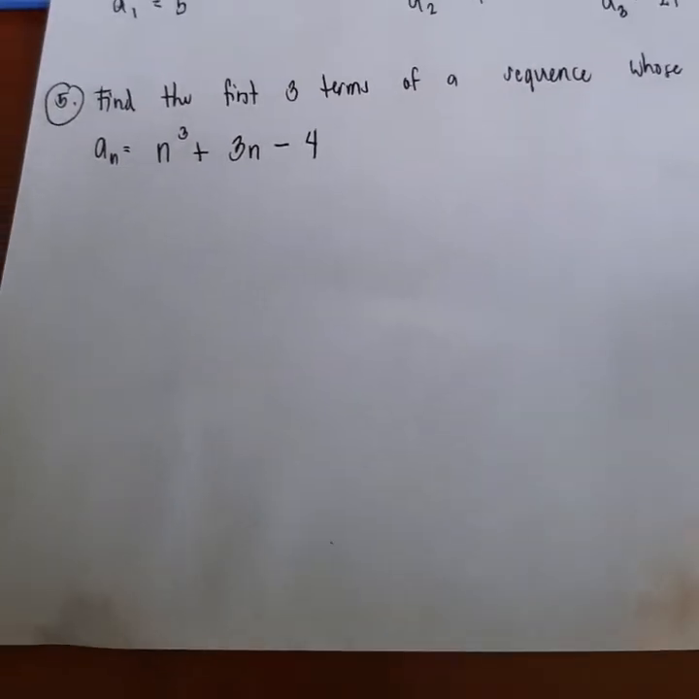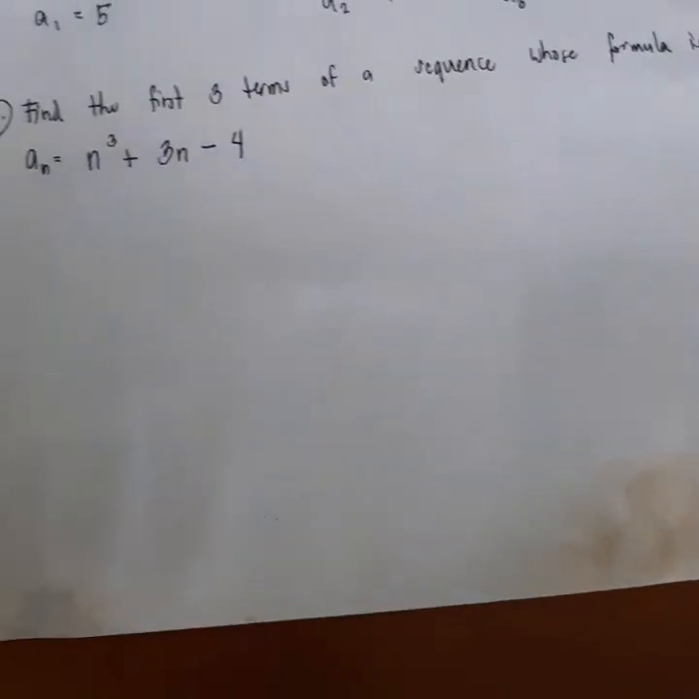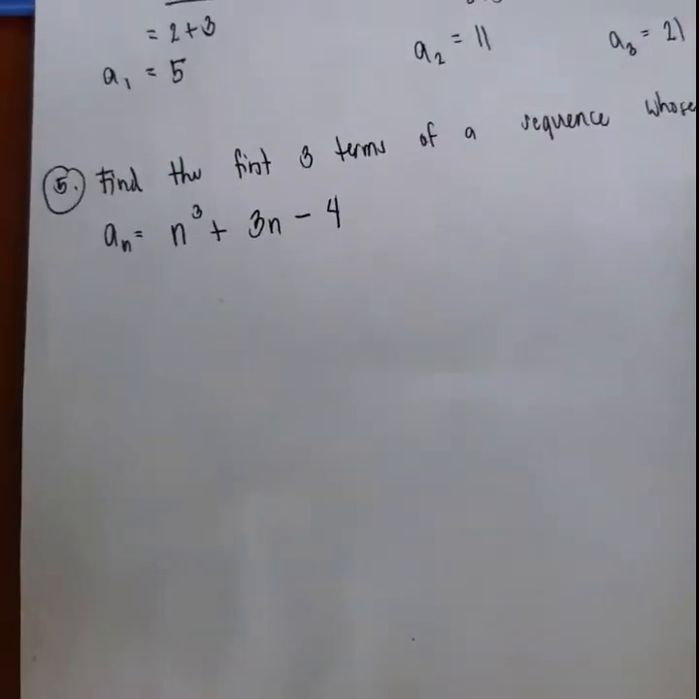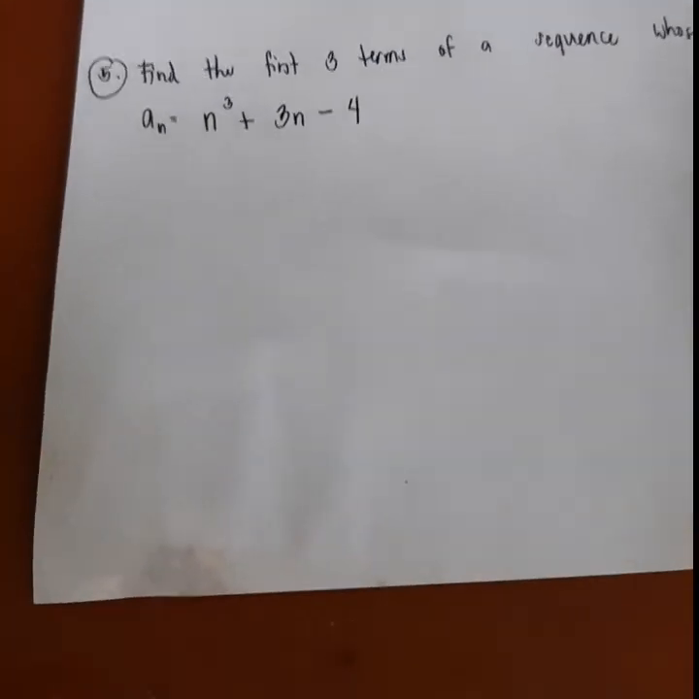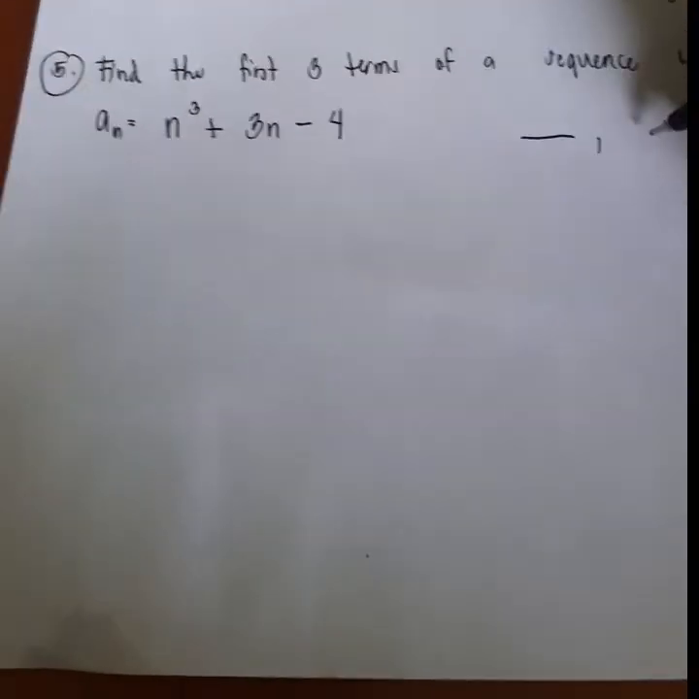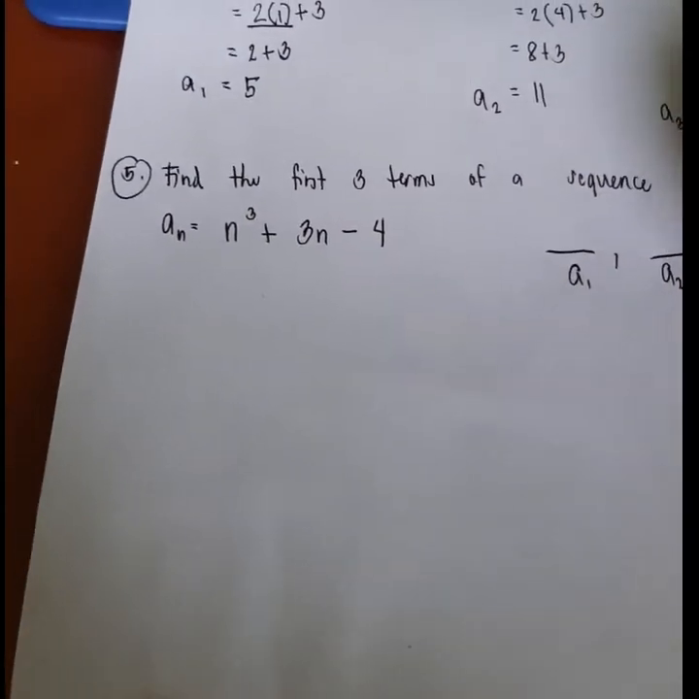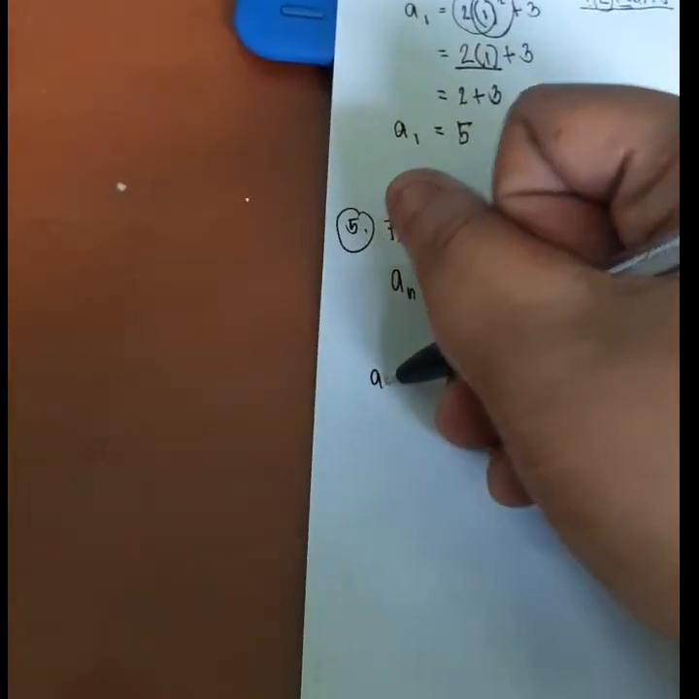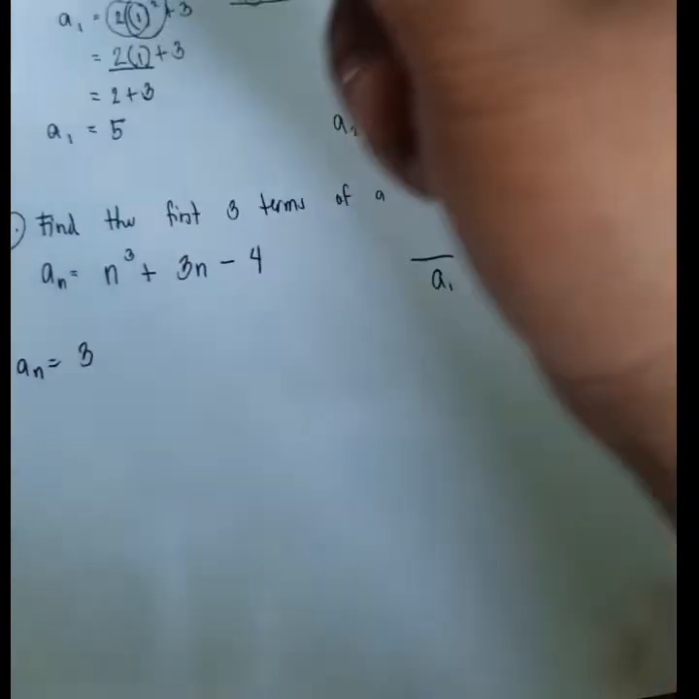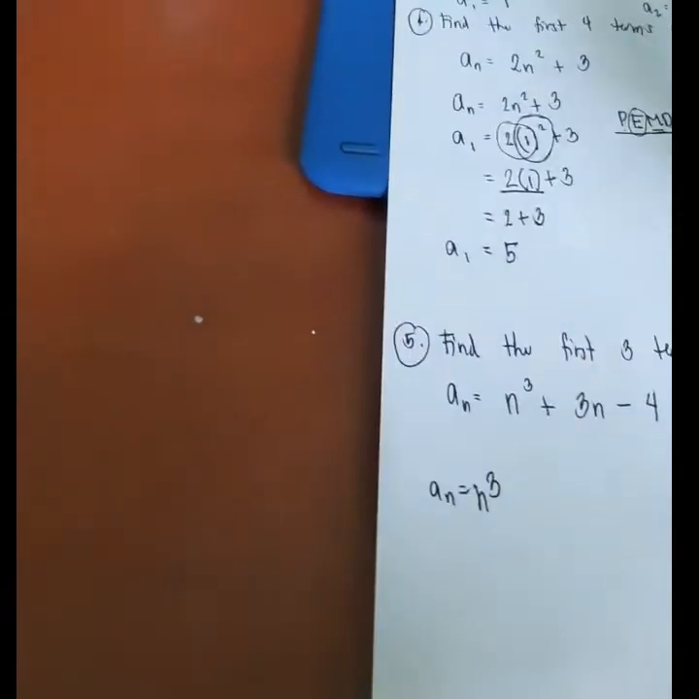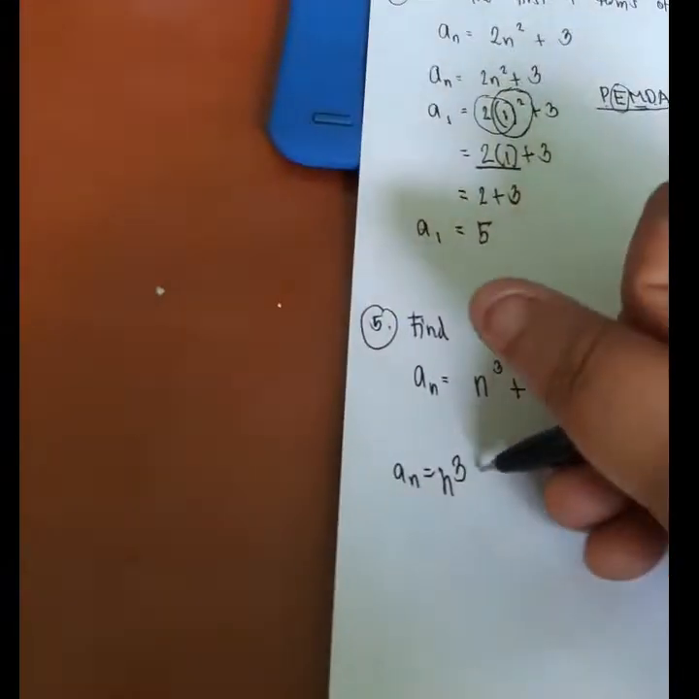We're going to find the first 3 terms of a sequence whose formula is a sub n is equal to n cubed, or n raised to 3 plus 3n minus 4. So, let's do this. We're going to have first 3 terms: a sub 1, a sub 2, a sub 3. So, you start with the formula again. That will be n cubed, sorry, n cubed plus 3n minus 4.